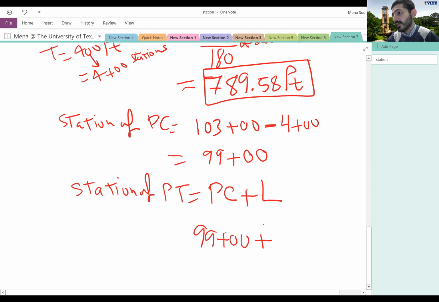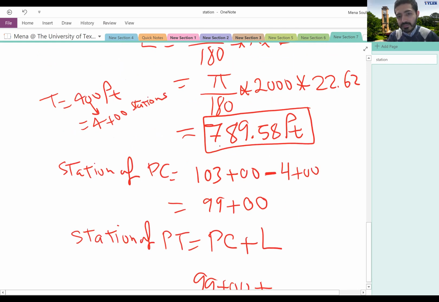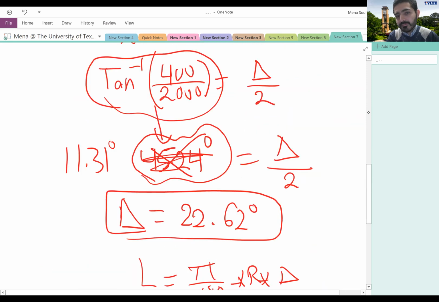Same thing. What is the L? We got the L was this much, 789.58 feet. We cannot use it in this equation. What does this equal to? I think that's 7 stations plus 89.58. There you go. So it's 7 full stations, because every station is 100 feet in the field. 7 plus 89.58.